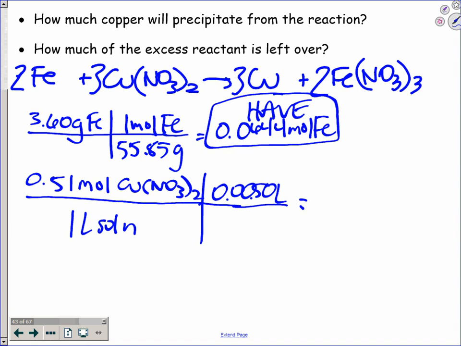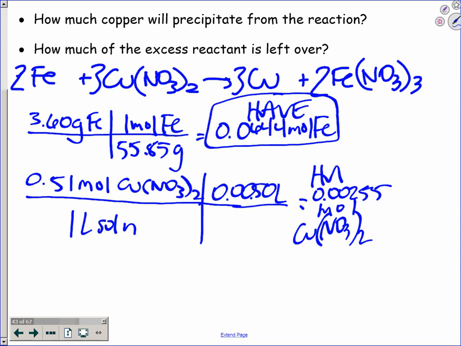And what is that when you multiply, guys? Somebody at Jaden's table help me out here? Or Amari's table, yeah? 0.00255. Thank you. And we're going to call that moles of what? Copper 2 nitrate. Okay, and this is how much I have, right? So this is how much I have before the reaction of iron. This is how much I have of the copper 2 nitrate before the reaction. So I'm going to write have there.